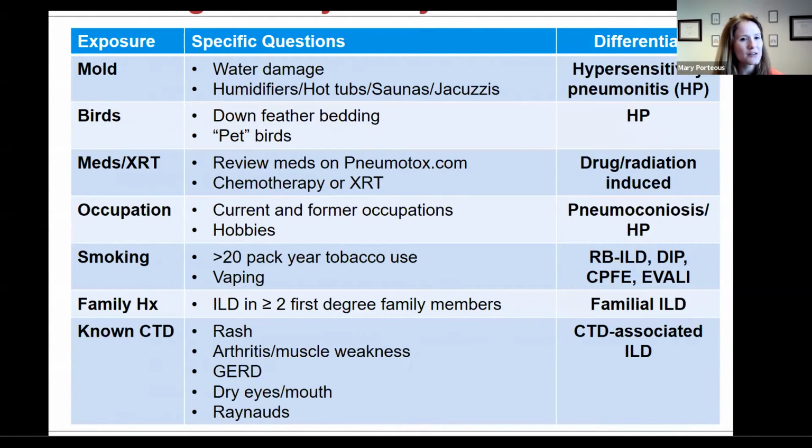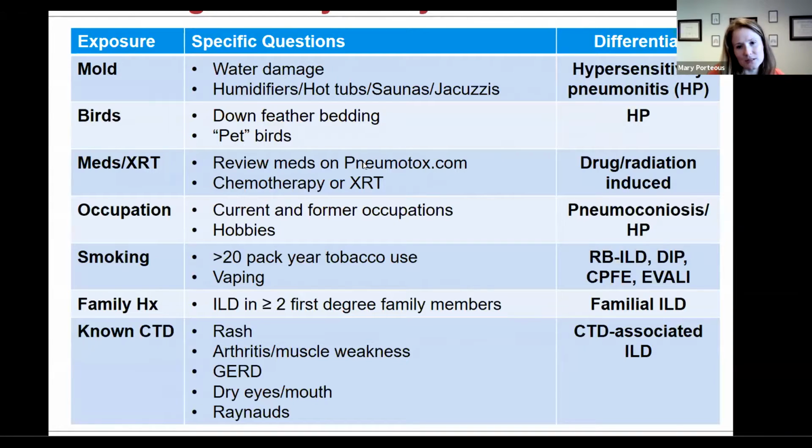So ask specific questions. Water damage, did the house ever flood? Do you use humidifiers, hot tubs, saunas, jacuzzis? That might suggest more of a hypersensitivity pneumonitis subcause, and we'll talk about these in a minute. Do you have any down feather bedding or coats? Do you have a pet bird? And I put pet in quotation because someone said, I don't have a pet bird. Later on in the visit, three visits in, they said, but I have a bird. That's not a pet. It's okay, great. So it's all in how you ask the question.